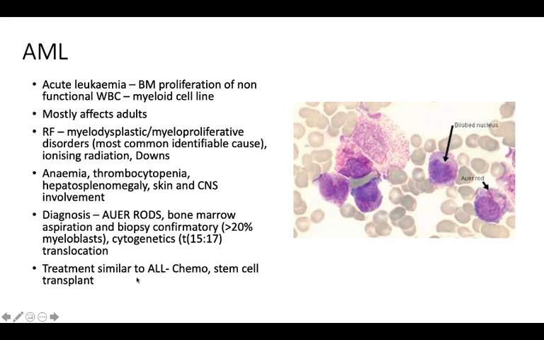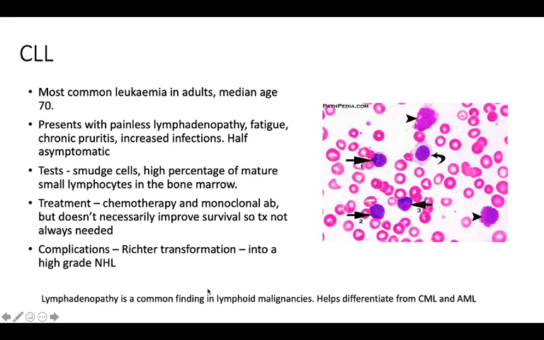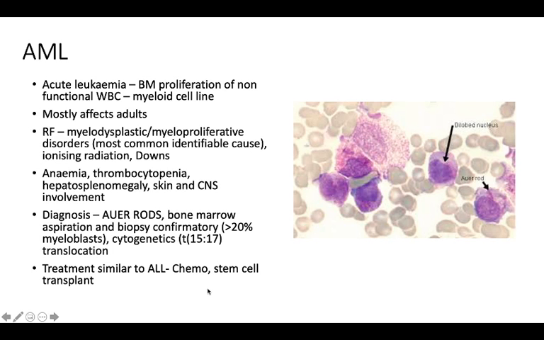In terms of treatment, it's similar to ALL. You do chemo. If that doesn't work, you do an allogenic stem cell transplant. So just make sure that you are able to differentiate between ALL and AML, because they're both acute leukemias. You want to consider the age of the patient, and you want to consider the symptoms.